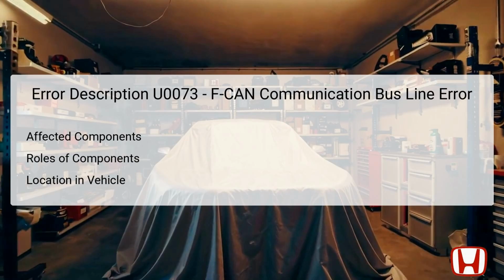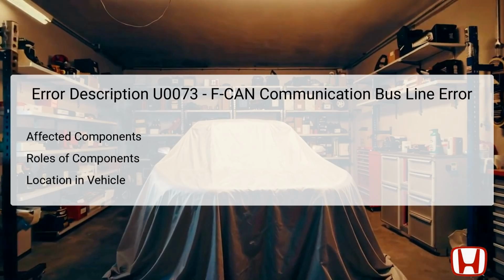DTC U0073 primarily involves the FCAN communication bus line and the Body Control Module, BCM. The BCM acts as a central hub for communication between various electronic modules in the vehicle, managing functions such as power distribution, lighting, and security systems. It is typically located in the passenger compartment, often behind the dashboard or in the fuse box area.